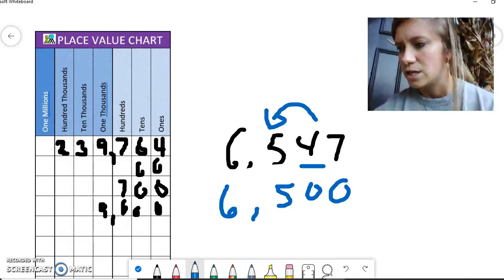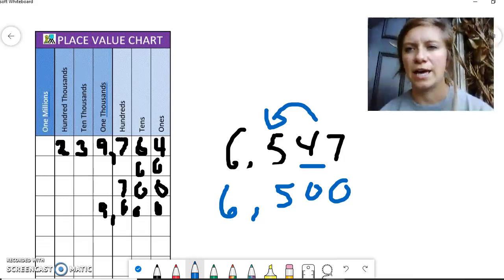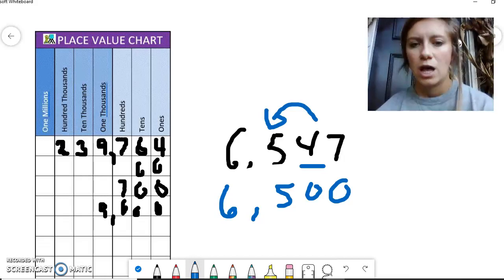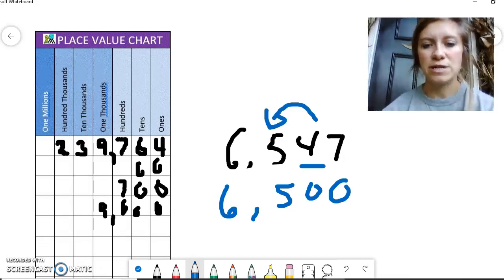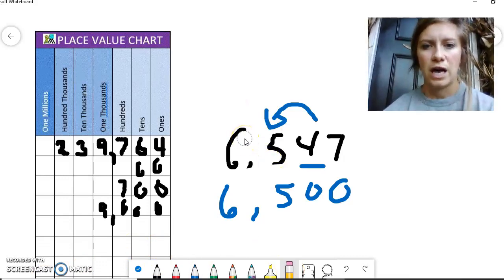All right. So rounding can be really tricky, and I don't want to cover a bunch of it until we actually get to the lesson. But as you can see, we are going to be learning a lot this week.